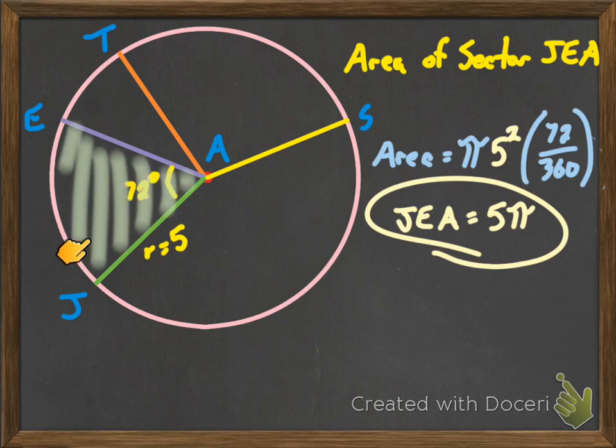So this sector is actually just 1/5 of the entire circle, right? Because the entire circle is 25 pi. This happens to be 5 pi.